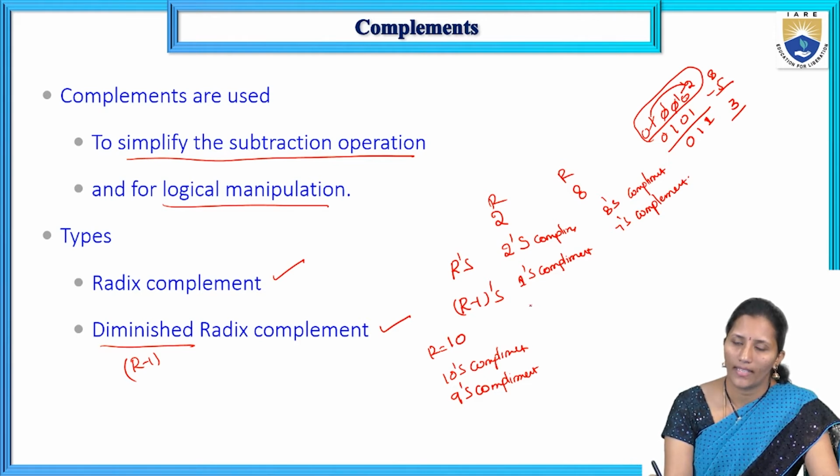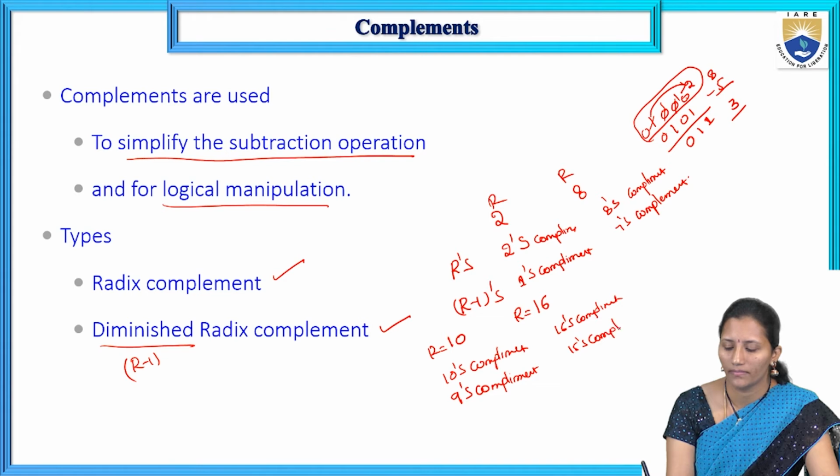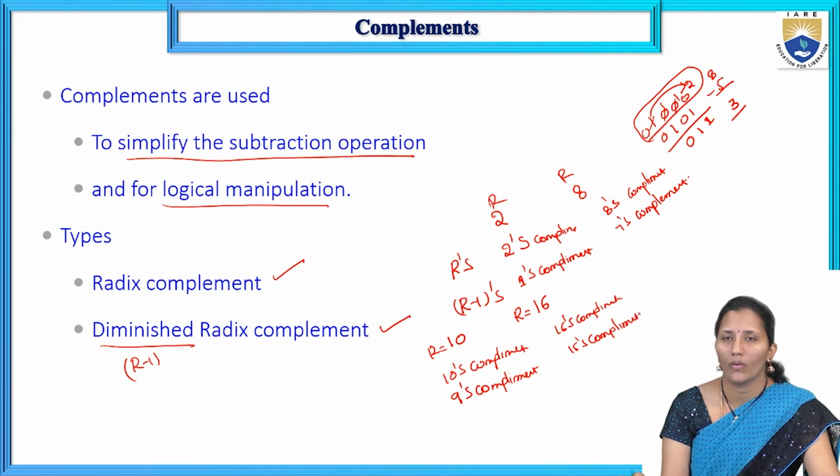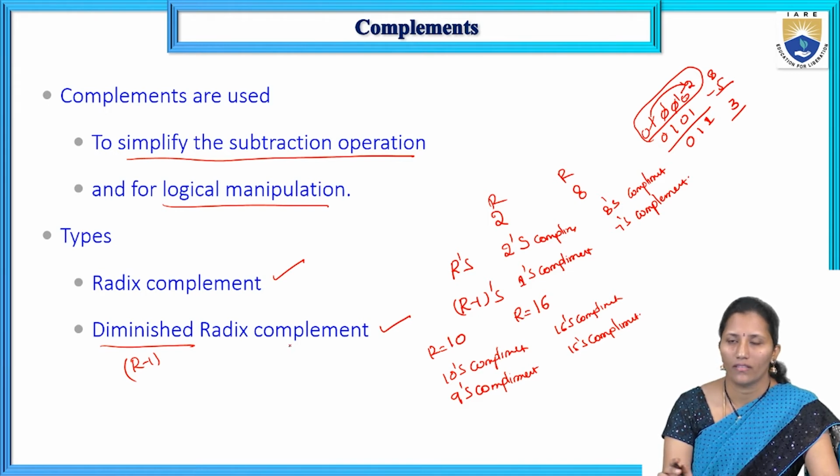For hexadecimal, r is equal to 16. The base, the radix, is 16. So here we can perform 16's complement subtraction by using 15's complement. Okay. So here we will discuss the r's and (r minus 1)'s complement, that is the diminished radix complement method, for subtractions.